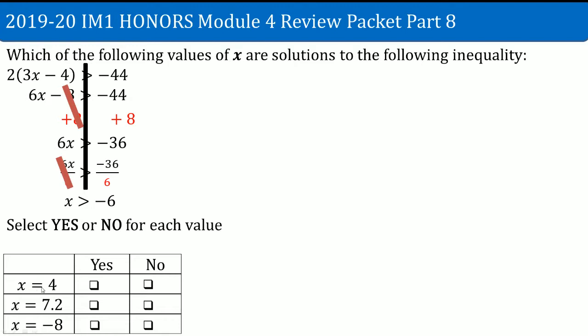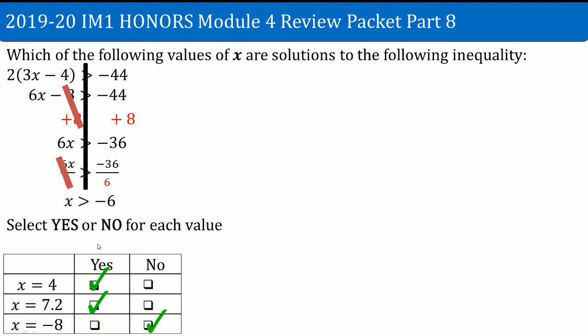Can x be equal to 4? Yes, because that is still greater than negative 6. Can x be 7.2? Yes, because that is greater than negative 6. Can x be negative 8? No, x cannot be negative 8 because that is not greater than negative 6. Okay, so that's how you do that. You solve for the solution set here.